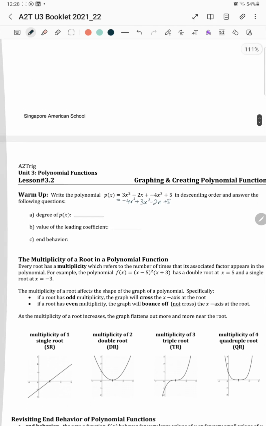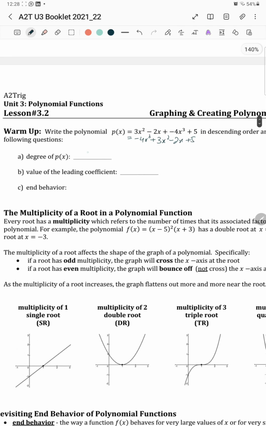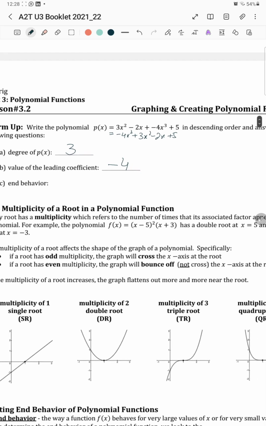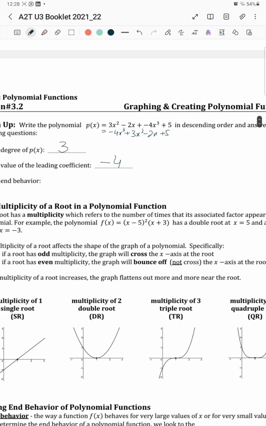Okay, so the degree of the polynomial will be the highest degree, that is 3. The value of the leading coefficient is -4, and the end behavior is: the degree is odd, and a negative leading coefficient means decreasing trend.